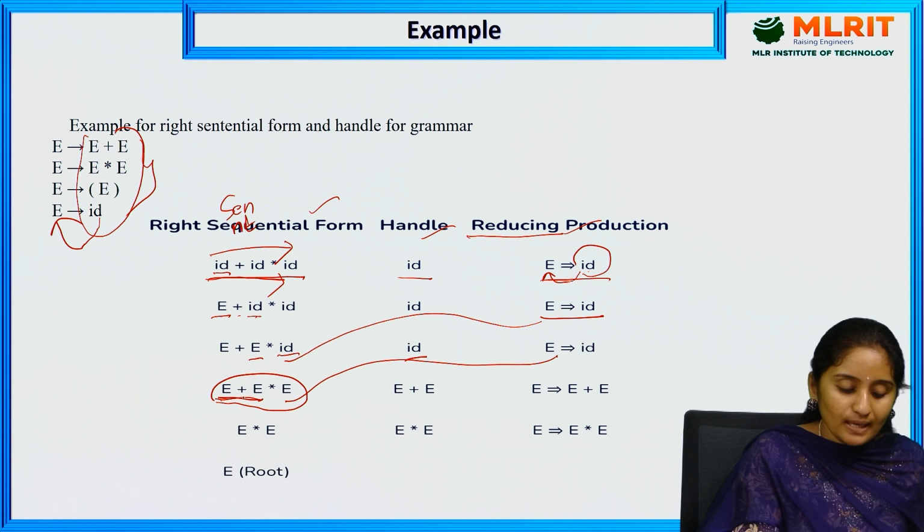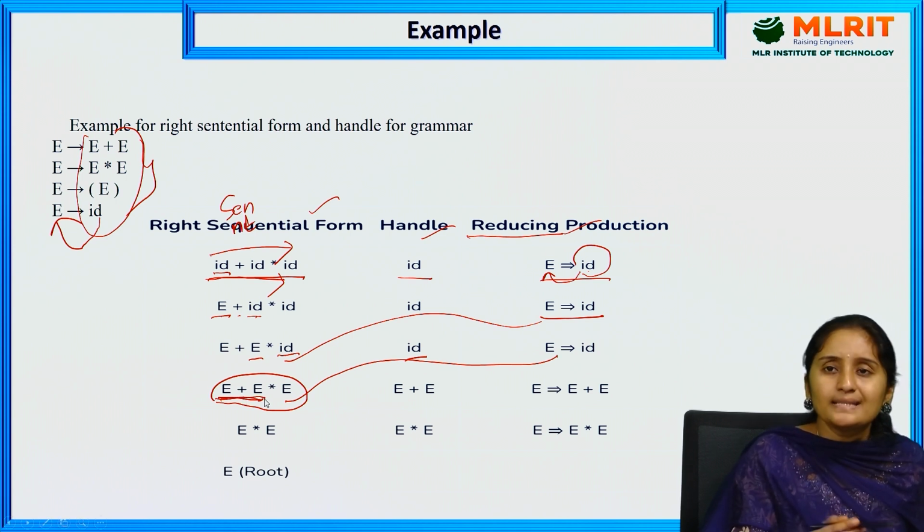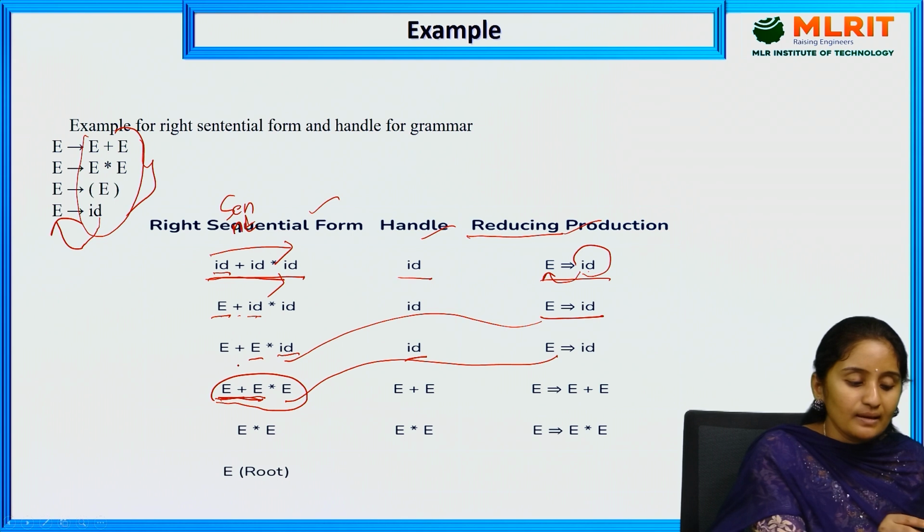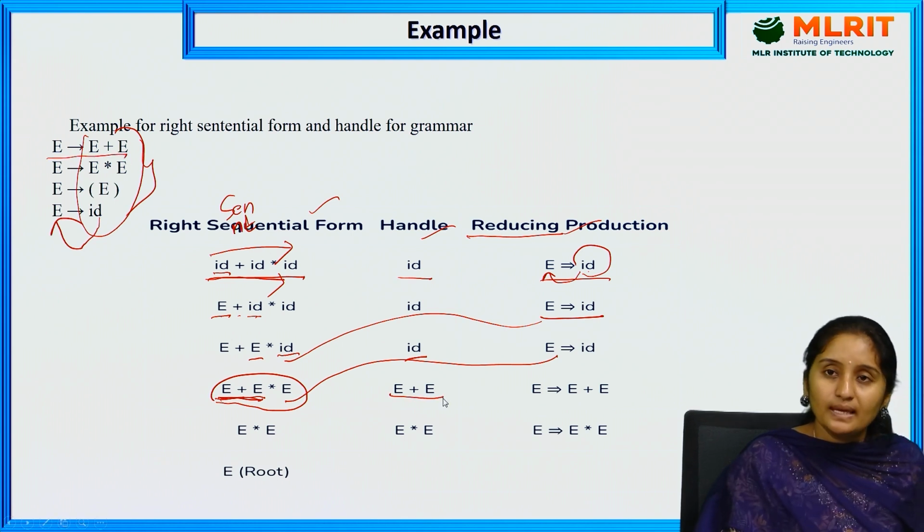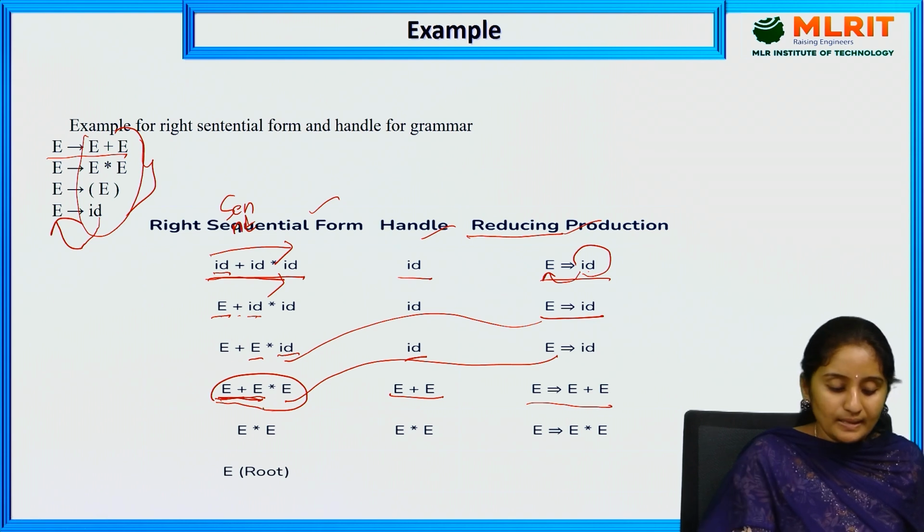First it checks E plus. It is not there. Then it takes the next input symbol, E plus E. Is E plus E found? Yes. So E plus E is the handle, and it is reduced to E tends to E plus E. So this is replaced with E.